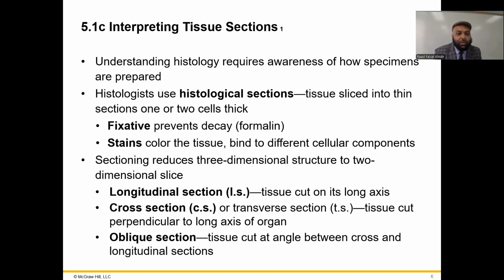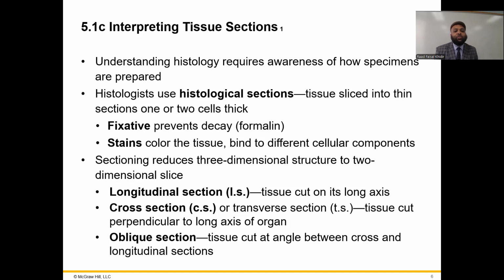We have two types of sections. There are the fixative sections and the stain sections. The fixative sections prevent decay. They fix the tissue in a state that is non-decaying. And you can see that in the formalin that is going to be injected into the cadavers, preventing them from putrefying and breaking down. And there are also stains. These stains color the tissue and they bind to different cellular components.